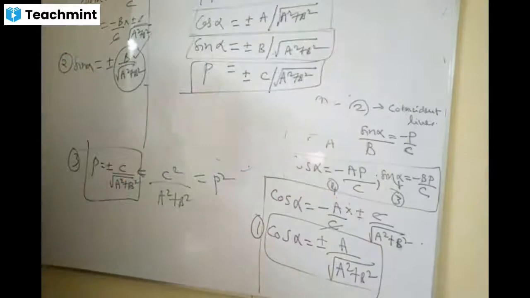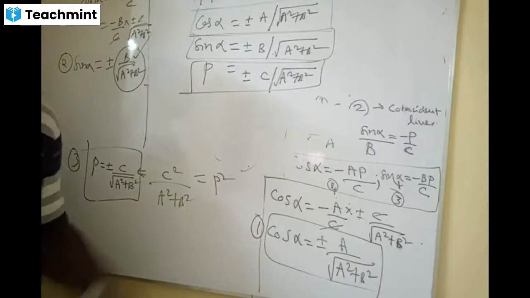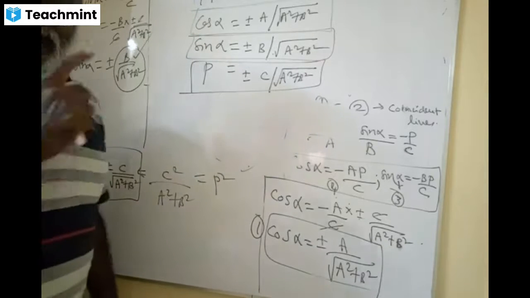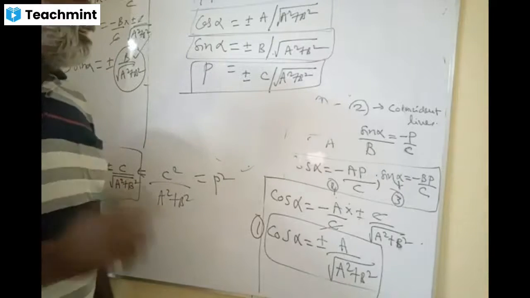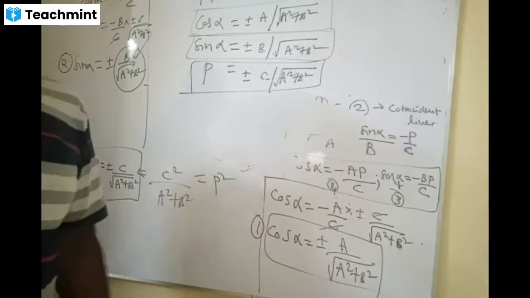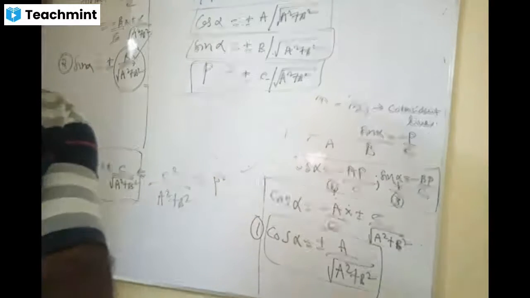What a decoration. Please take this. So cos alpha, sin alpha, and P, all the three of them: A, B, and C. What a wonderful observation.